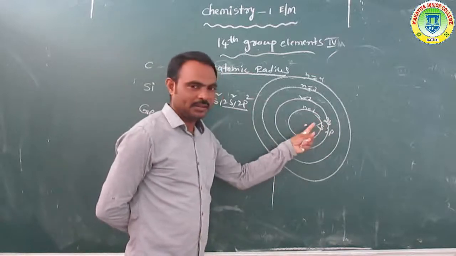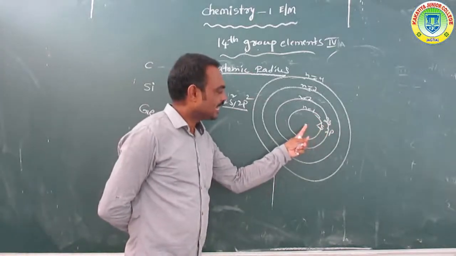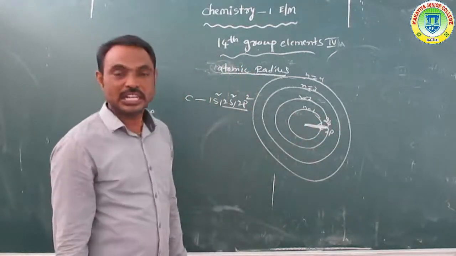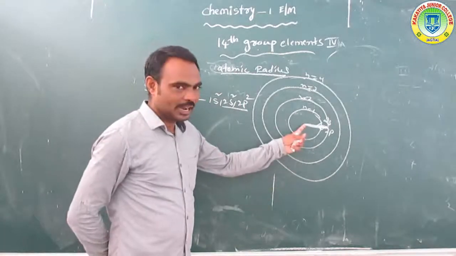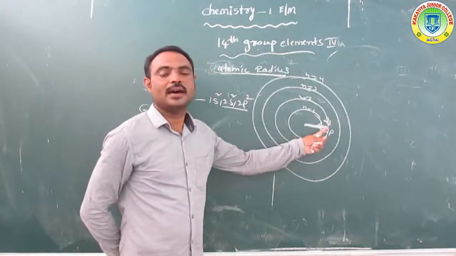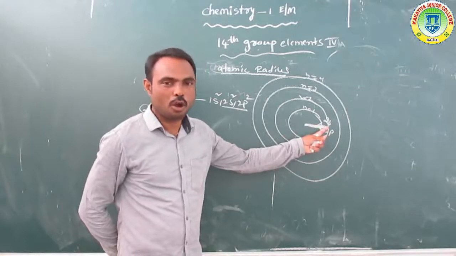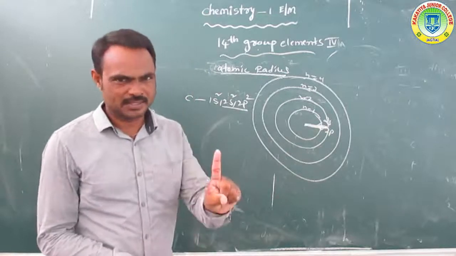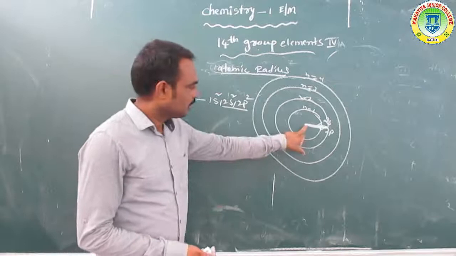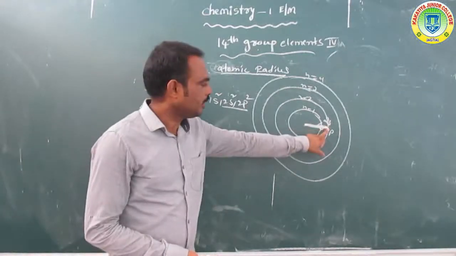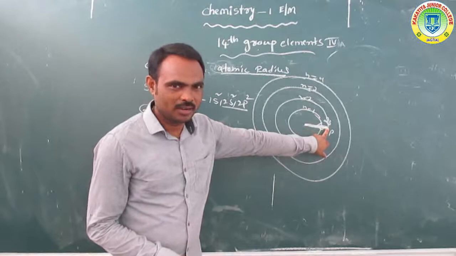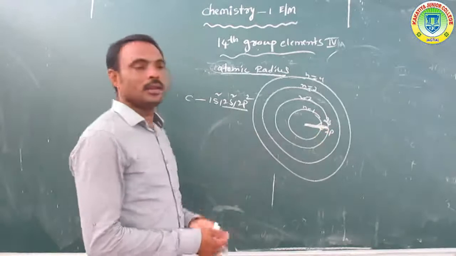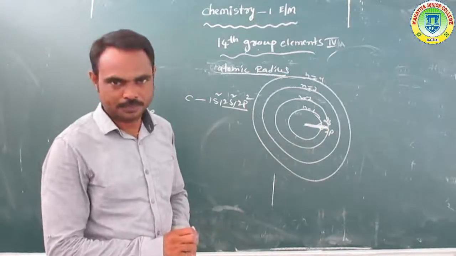The distance between the center and the outer shell of the electron is called atomic radius. Okay, mainly the distance between the center and the outer shell of the electron is called atomic radius.